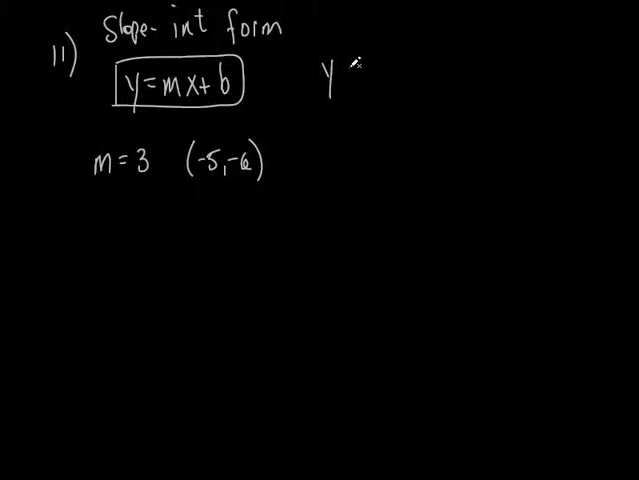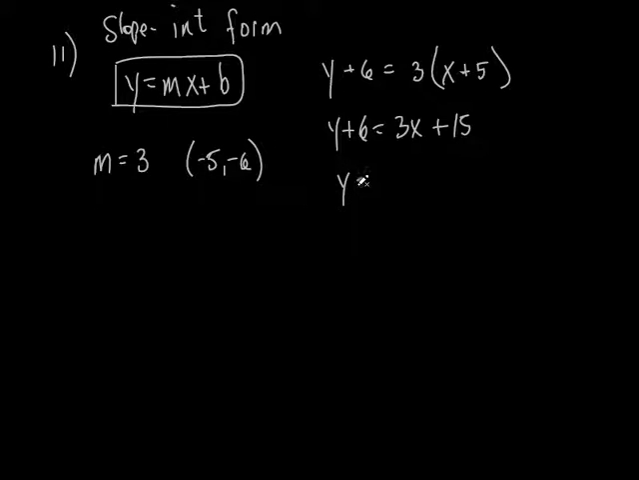So y minus y1: minus -6 is +6, correct? Equals m, which is 3, times x minus x1. X minus -5 is +5. Now all we have to do is simplify this and solve for y. So let's do one step at a time here. 3x plus 15, subtract a 6, and it's 3x minus, what's that, 9? And that's it. That's slope-intercept form, isn't it? Wait, wouldn't it be +9? Yes, of course. I was testing to see if you were paying attention.